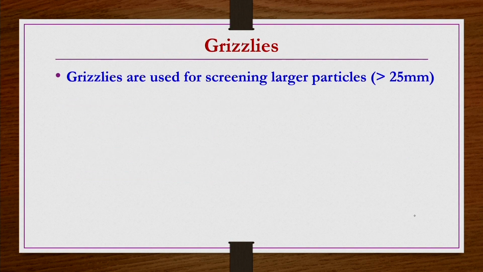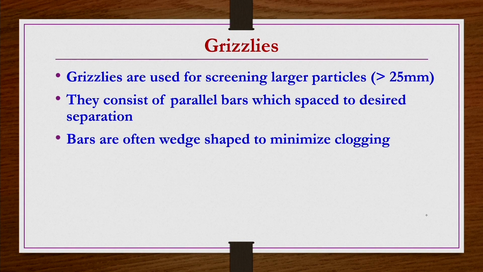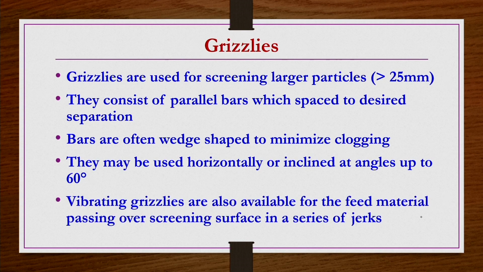Grizzlies are used for screening larger particles of size greater than 25 millimeters. They consist of parallel bars with spacing set to the desired separations as per the requirement, and in general, to minimize clogging, bars are often wedge shaped. They can be horizontally mounted or inclined with an inclination angle up to 60 degrees. Vibrating grizzlies are also available, for feed material passing over the surface in a series of jerks.